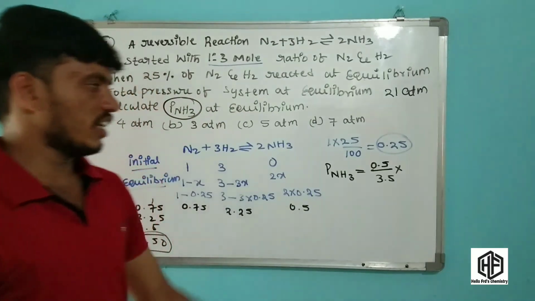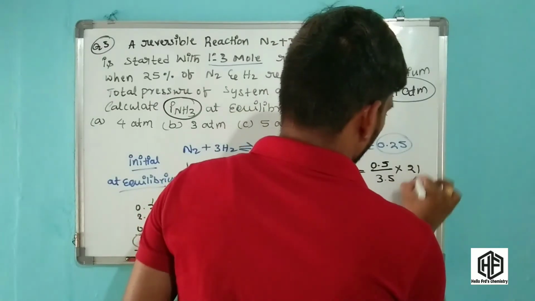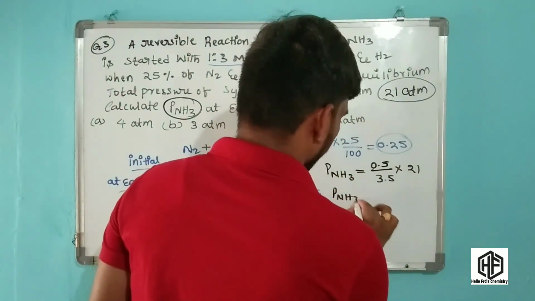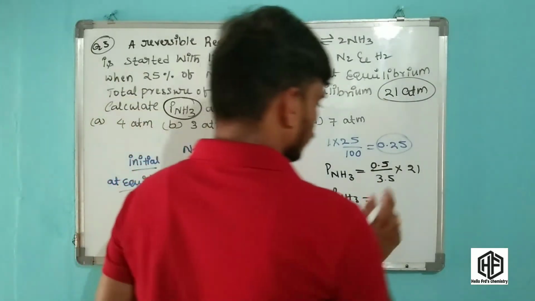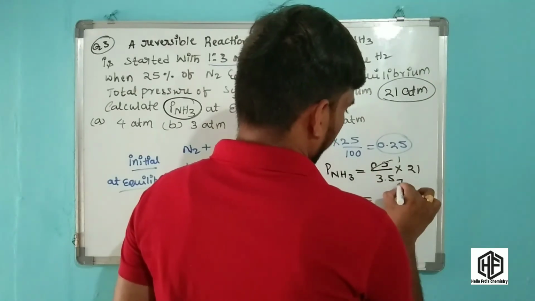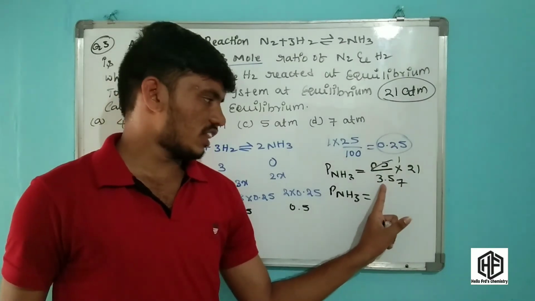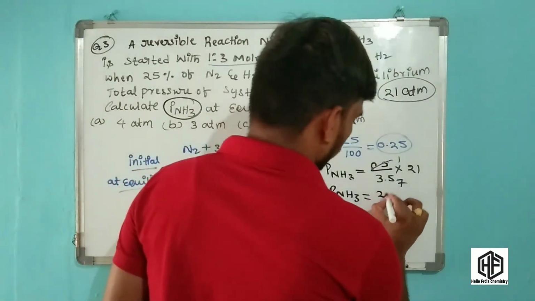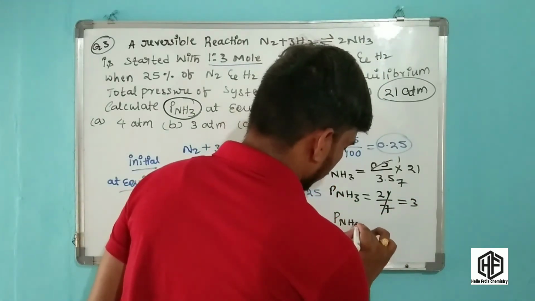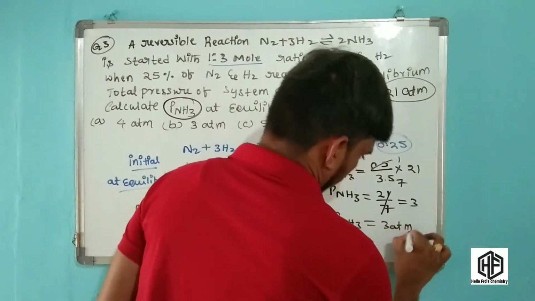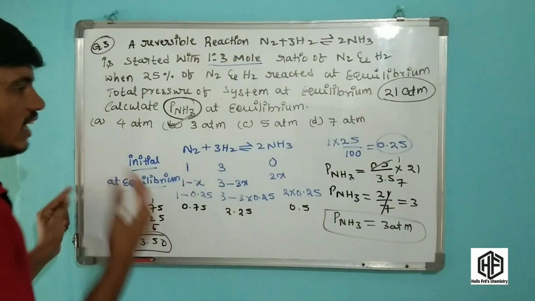The total pressure of this system is 21 atm. Now the partial pressure of NH3 is equal to 0.5 by 3.5 into 21, which simplifies to 1 by 7 into 21. Now 21 by 7 is 3. The partial pressure of NH3 is 3 atm. B is the correct answer.